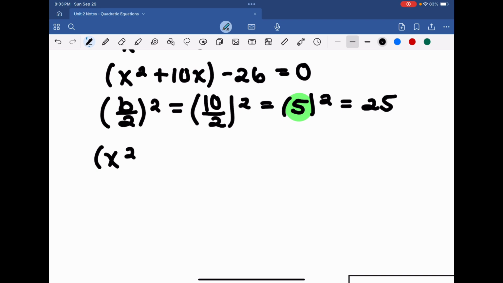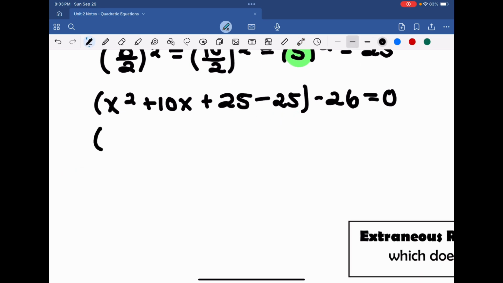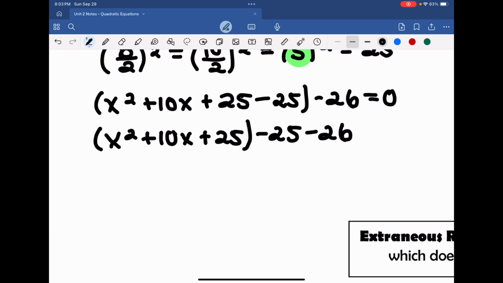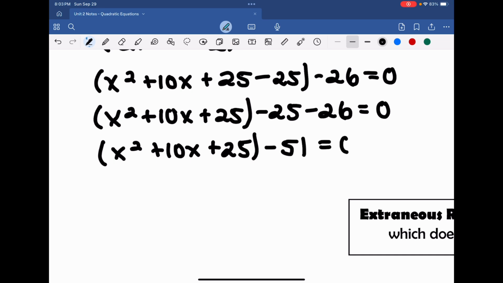Now from here, we're going to write this as x squared plus 10x plus the 25 minus the 25, close the bracket, minus 26 is equal to 0. If I want to remove out this negative 25, I must multiply it by the coefficient here. Fortunately for us, it's 1. So this is going to become x squared plus 10x plus 25, close the bracket, minus 25 minus 26 is equal to 0. That's going to leave us with x squared plus 10x plus 25, close the bracket, negative 25 and negative 26, when they come together, you're going to get negative 51, which is all equal to 0.